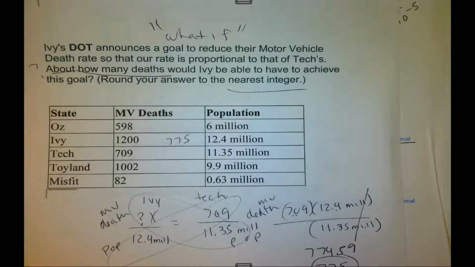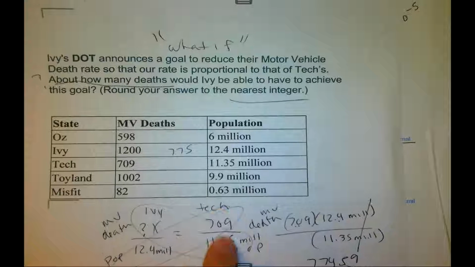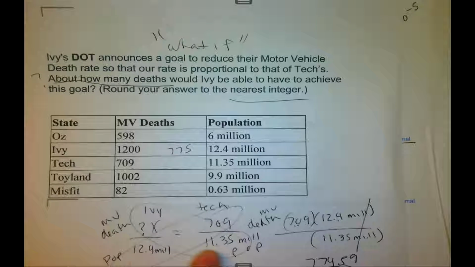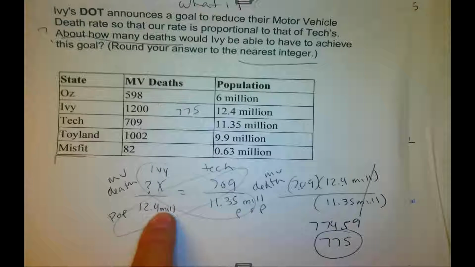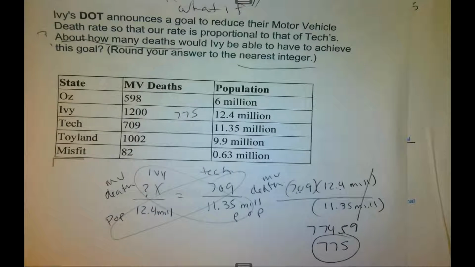Okay? So the what ifs are going to happen all through the semester. The best way is to set them up. Set up the proportion you know, set up the one that you're changing and put in the part that you know, and then leave the blank that you don't know.